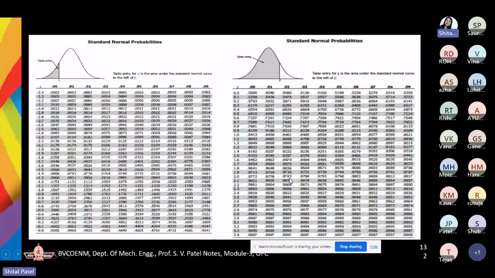So now 0.35, what is the... 0.35? So here we have 0.3. Are you able to see the arrow? So 0.35, so till 0.05 you need to go. So we have a 63.68% probability to complete this particular project.